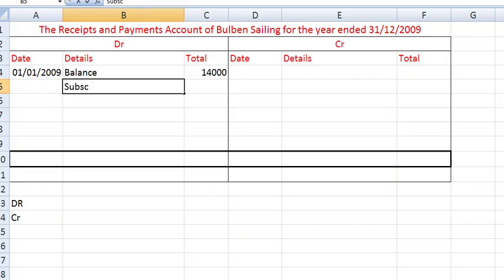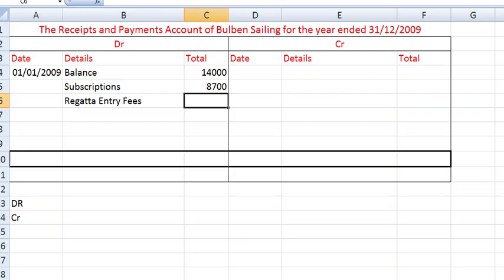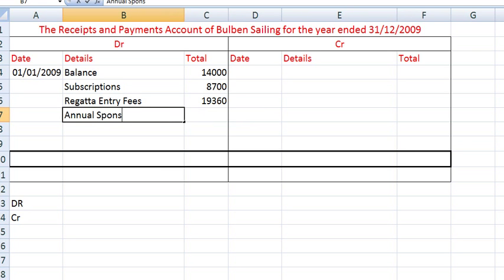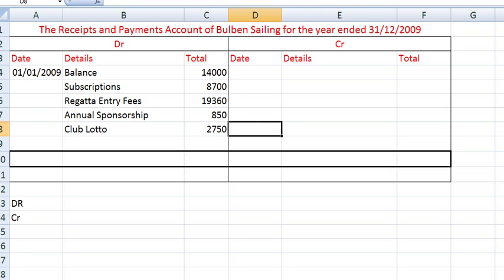So the subscriptions are 8,700. The regatta entry fees are 19,360. The annual sponsorship is 850 euros. And the club lotto brings in 2,750 annually. So all the receipts go on the debit, and all the payments on the credit. Because we're not given any dates for the receipts and payments, we don't have to include any. But normally, you would include the day, month, and year when given.